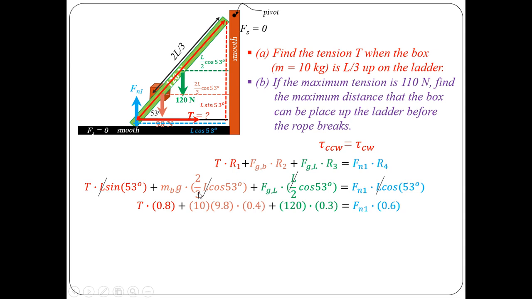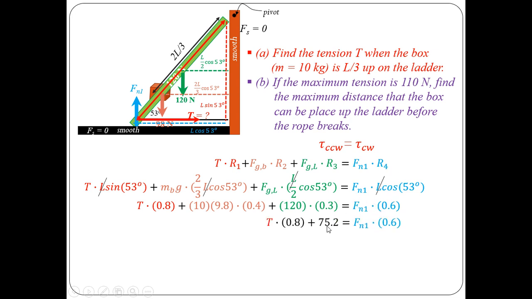And then 2 over 3 times cosine 53, that's going to give you about 0.4. The weight of the ladder is 120, L over 2 times cosine 53. So really just 1/2 times cosine 53 is 0.3. And then cosine of 53 is just 0.6. And then from here, we notice that we have a statement with two unknowns. We have T and F_N1. We're trying to solve for T. So of course, we've got to go look for F_N1. Otherwise, you'll be stuck with a function that has two unknowns.